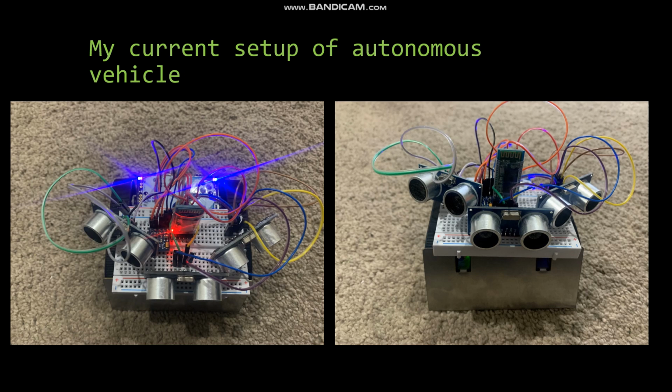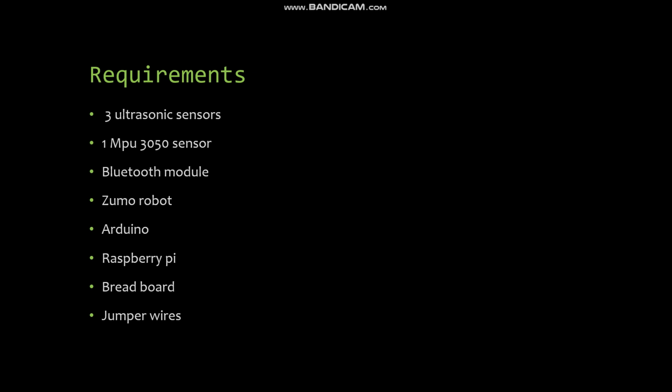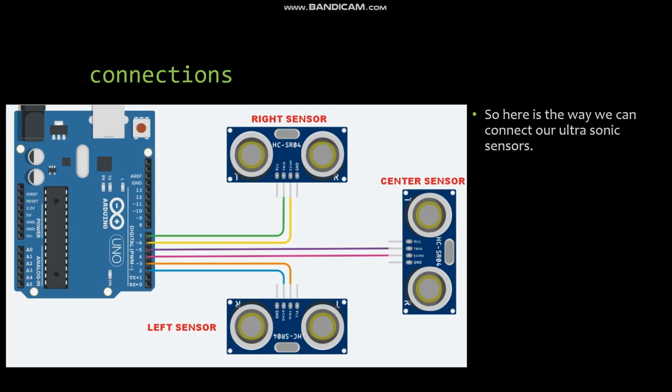This is my current setup for the autonomous vehicle. As you can see in these images, these three are my ultrasonic sensors. With the ultrasonic sensors, I have used one Bluetooth module, and just beside the Bluetooth module, I have used an MPU6050 sensor. These are the components that I used for this project: three ultrasonic sensors, one MPU6050, one Bluetooth module, one Sumo robot, Arduino, Raspberry Pi, breadboard, and jumper wire.